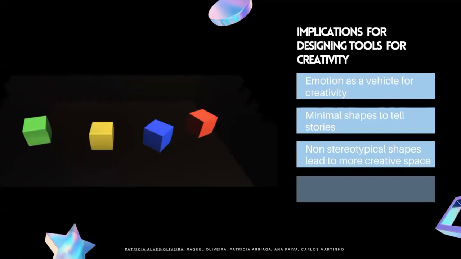Our study seems to support that designing systems with emotion can foster creativity, especially in play contexts and storytelling. Additionally, this study shows that children can use minimalistic shapes, such as cubes, to create complex stories. This shows that simplicity in the design can provide engagement and interest in children towards a more abstract play in which the characters were non-stereotyped.